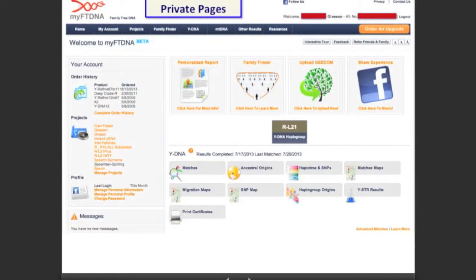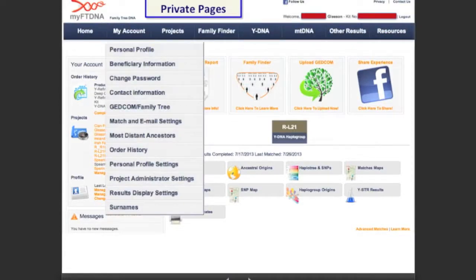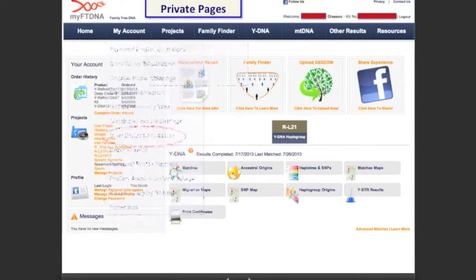And these are my private pages. If we make this a little bit bigger on the top, we can see that under my account, I've got change my password. The most important one here is most distant ancestors. And I find it very difficult trying to persuade people to put that in, and this really is important. It tells you where that particular family branch is likely to come from. So that is the most important field in that particular set of pages under my account.